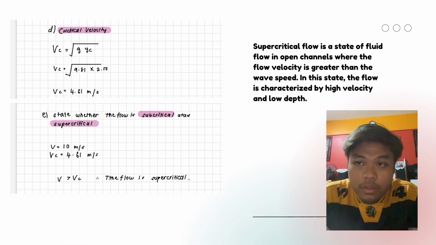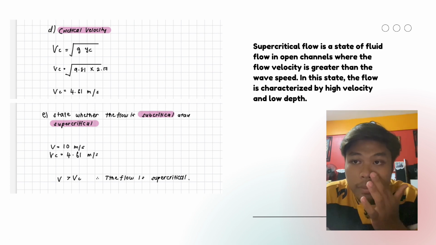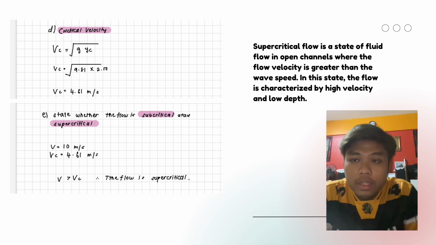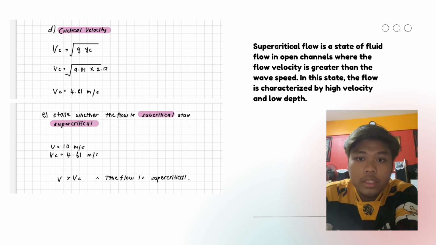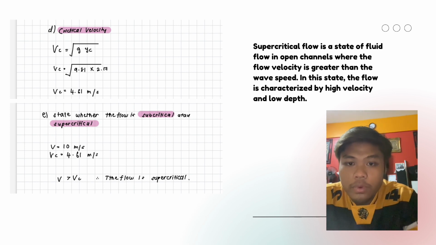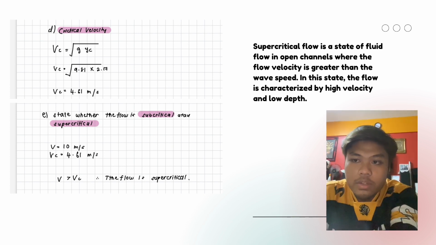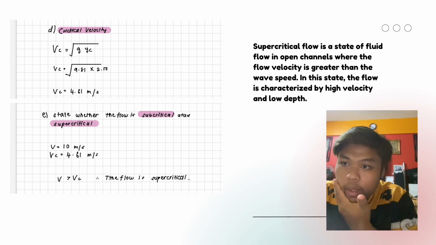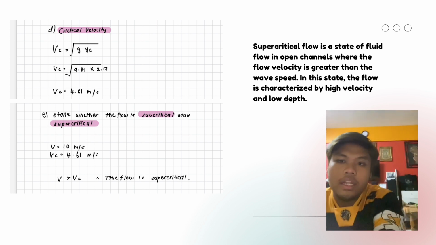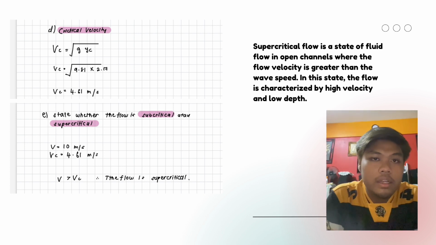Seterusnya adalah critical velocity, dan velocity sama dengan punca kuasa 9.81 darab dengan 2.17, dan kita dapat VC kita adalah 4.61. Dan seterusnya kita pergi ke the flow, whether the flow is subcritical ataupun supercritical. V sama dengan 10 dan VC juga adalah 4.61. V lebih besar daripada VC dan dia adalah the flow is supercritical.